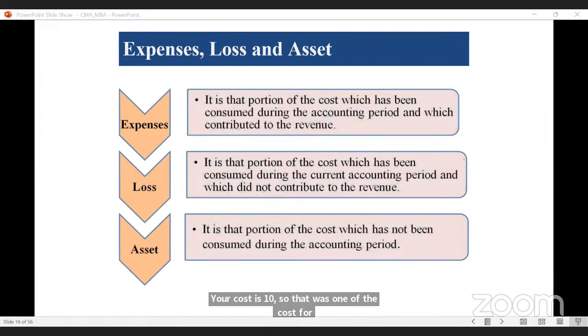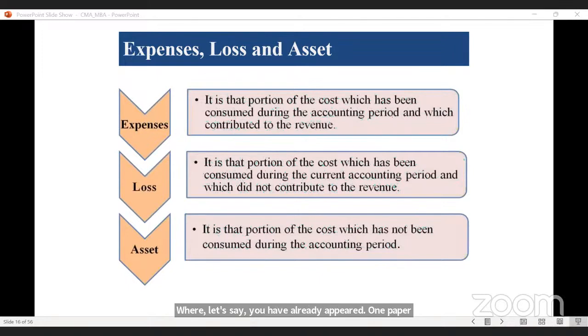With 10 rupees, let's say you have already appeared in one paper in your end-term exam. Whenever you write one paper, you have already written 20 pages or 25 pages or 28 pages or 32 pages like this. Yes or no? Yes, sir. So this much ink, this much use of the pen, the benefit of the pen you have already consumed, and what you have not yet consumed is not known as expenses.